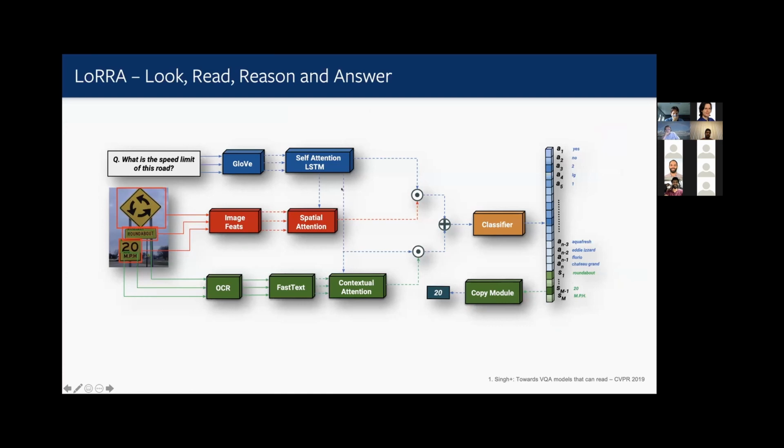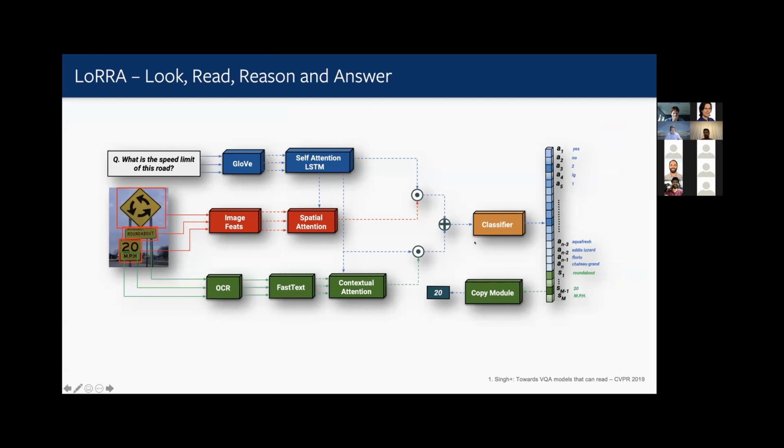reasoning. So let's talk about the approaches that have come out since these data sets were released and how they tackle some of these issues in some sense. So LoRa was the model that we originally released with the DocVQA paper, solving at least some of these challenges. But we have come a long way since then.